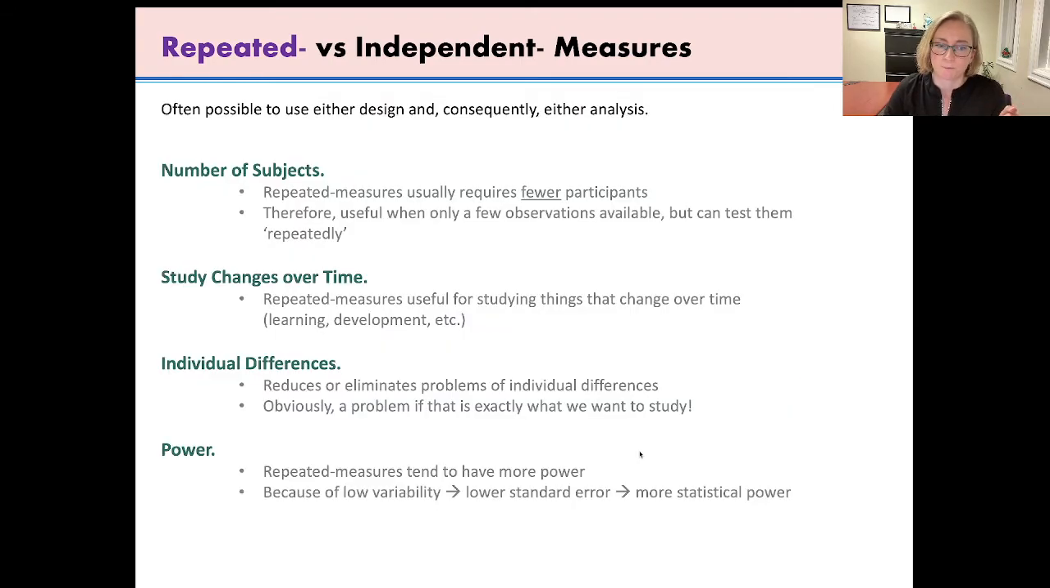So that also leads me to the last part, power. You're actually going to have an advantage doing a repeated measures t-test. You're going to have more power. And that goes exactly with what I was mentioning before. Because you have low variability, because you're testing less people, you have a lower standard error, which in the end gives you a greater statistical power, which is always good. That's what we want to aim for.